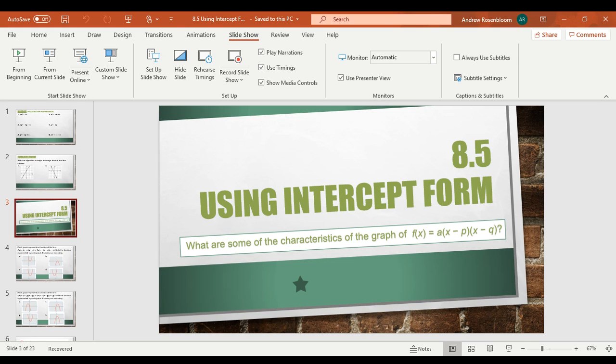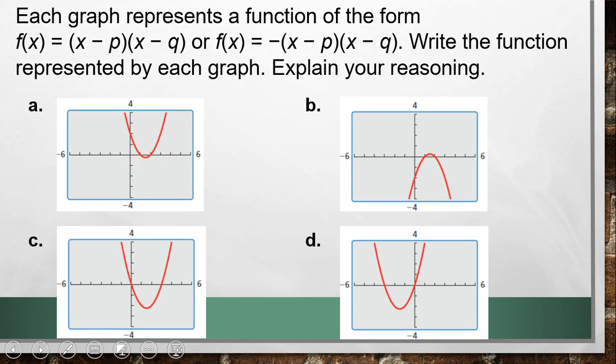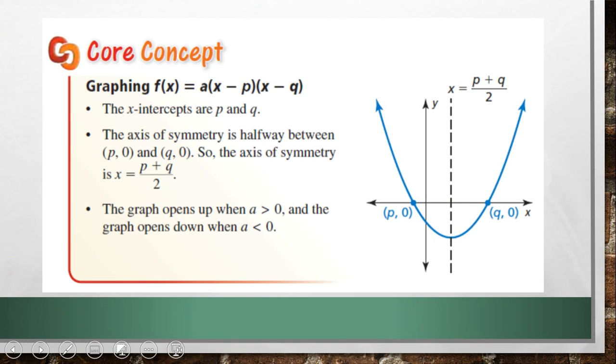We're going to continue with our graphing of quadratic functions with section 8.5, which is using intercept form. So we're graphing in a new type of form here. Core concept: you'll notice that intercept form is like the factored form of a quadratic equation. So this is what intercept form looks like.